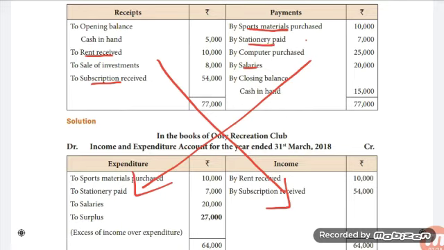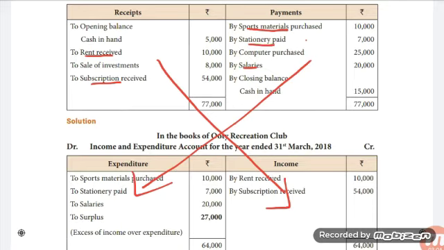What is the first item? Sports materials purchased. Children, take revenue payments. Okay, sports materials purchased is a revenue item, but sports equipment purchased is a capital payment. So here sports materials purchased is a revenue payment, so enter on the debit side of income and expenditure account as to sports materials purchased, amount in outer column 10,000.